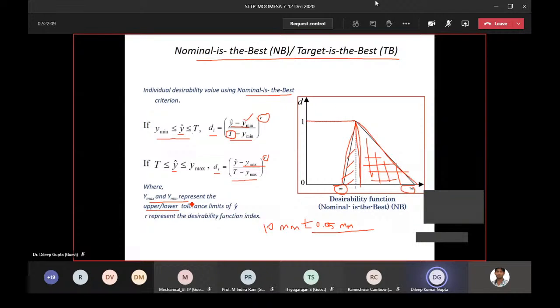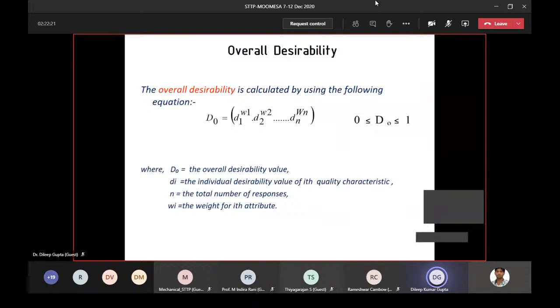Then we will calculate the value of overall desirability. Overall desirability will be given as d0, and this is equal to d1 raised to power w1, where d1 is the desirability value of a particular alternative, right?